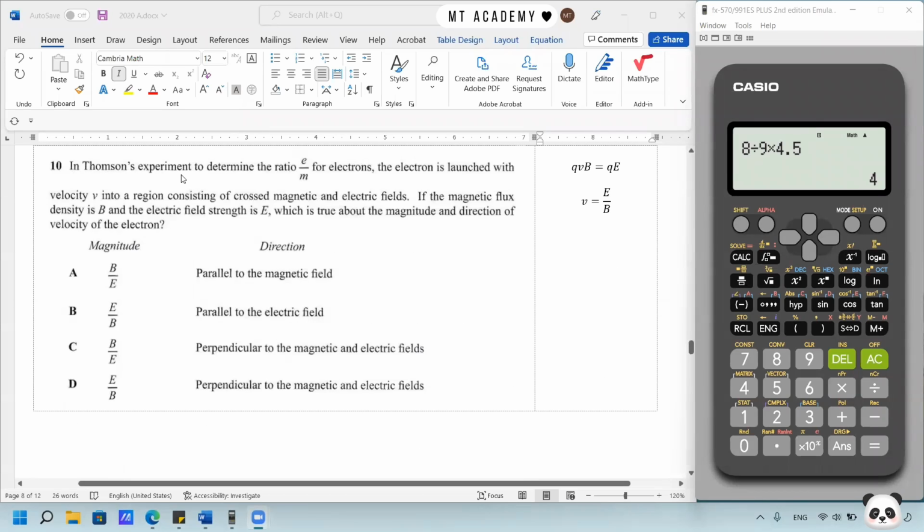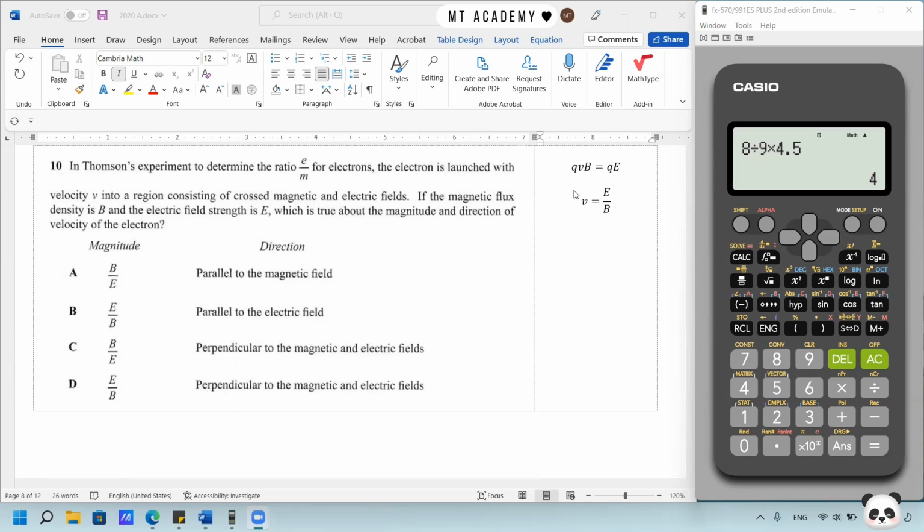In Thomson's experiment to determine the ratio of the electron charge to the mass of electrons, the electron is launched with a velocity into a region consisting of crossed magnetic and electric fields. This region is referred to as the velocity selector. If the magnetic flux density is B and the electric field strength is E, which is true about the magnitude and the direction of the velocity of the electron? It should be clear that the direction of motion is perpendicular to the magnetic field and the electric field. So the answer is either C or D.